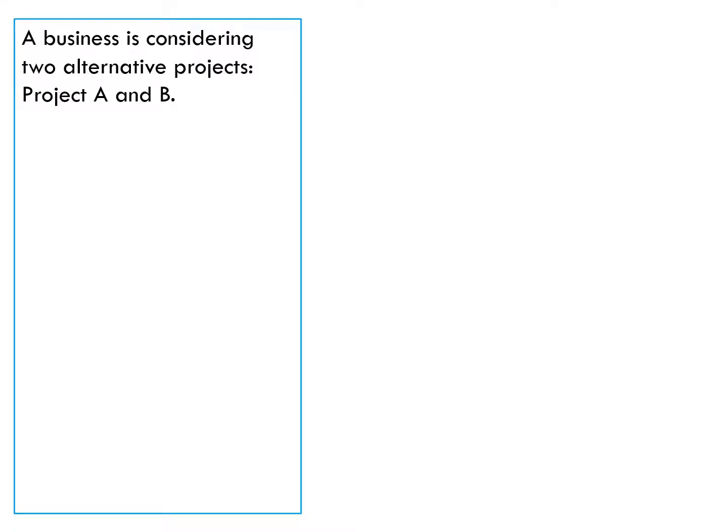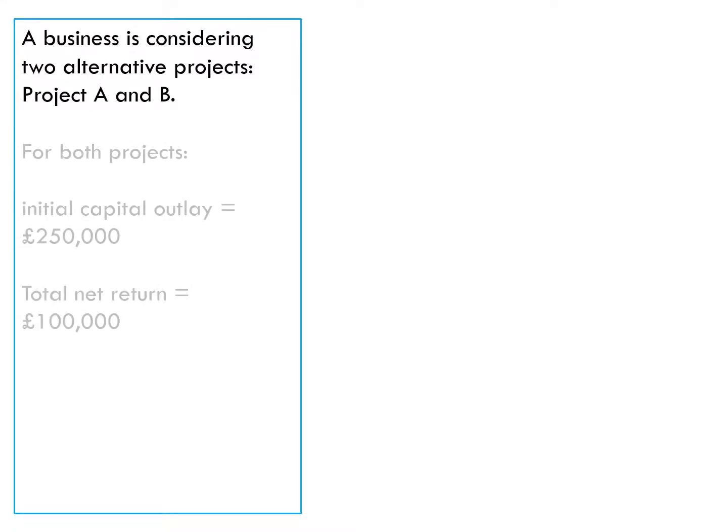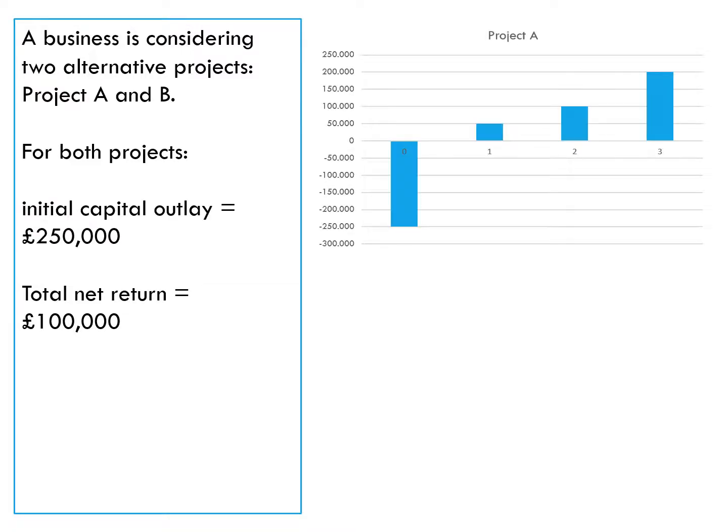A business is considering two alternative projects, Project A and Project B. Both projects cost £250,000 and they both have a total net return of £100,000. Here's Project A, so you can see 250,000 is the initial outlay in year zero, and then these are the returns coming back in. So in year one, 50,000, year two, 100,000, year three, 200,000. So that's £350,000 coming in, 250,000 initial cost, so total net return 100,000.